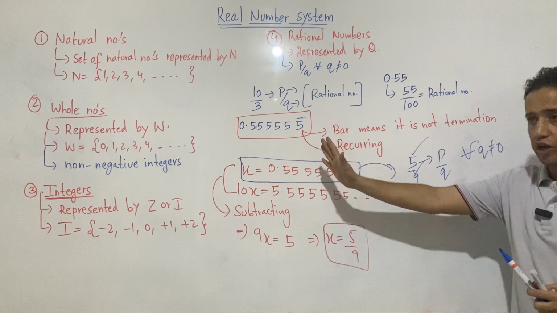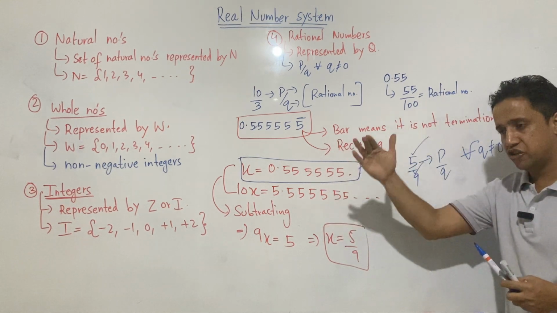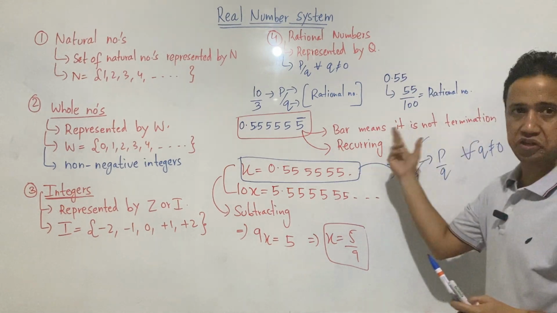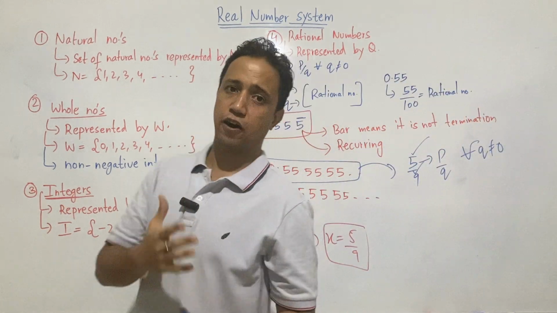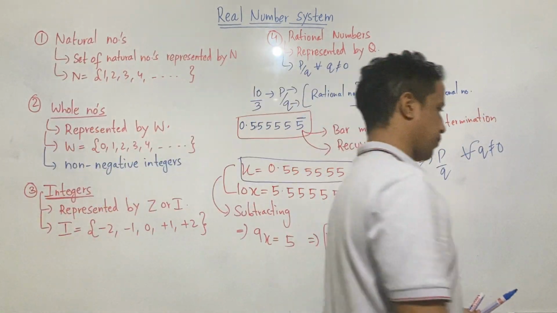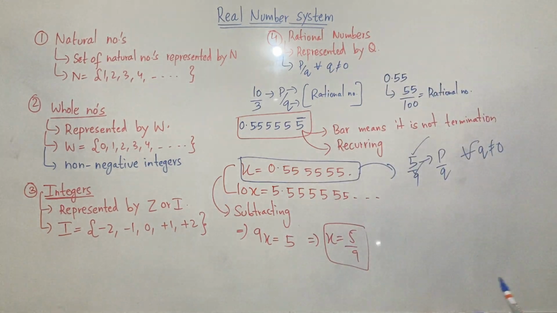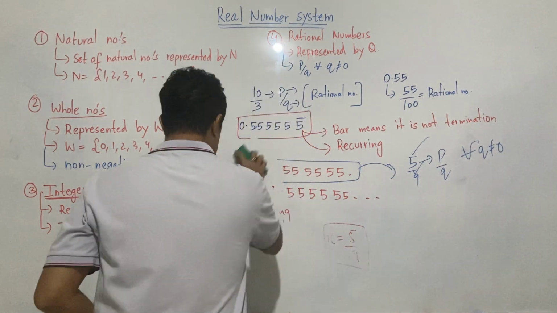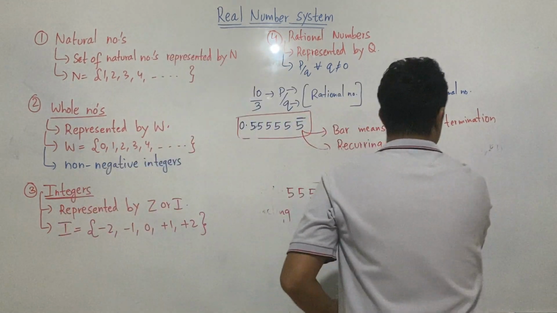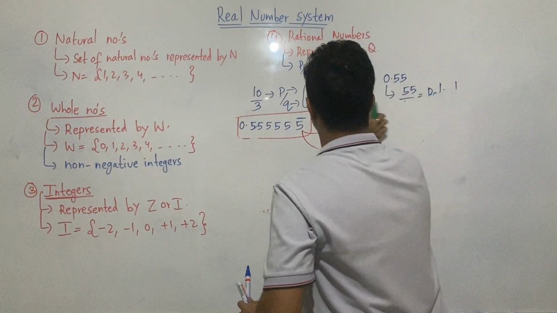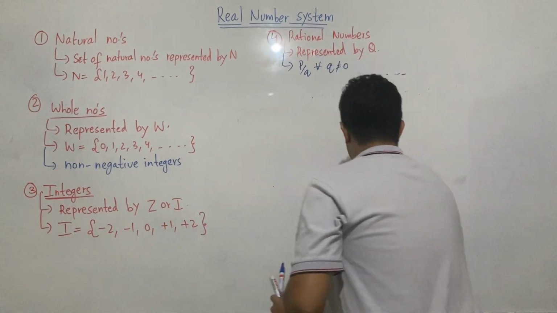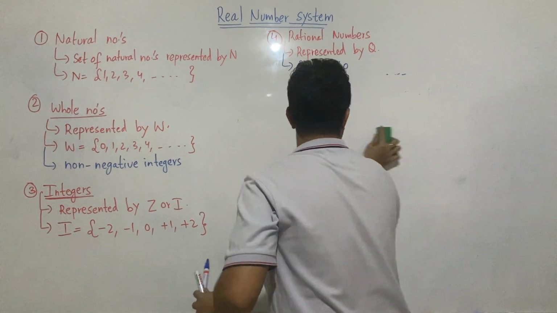So whenever you come across this kind of question, just always check for these two things, non-termination and recurring nature. If it follows, then it's a rational number. So I hope this thing is clear to you. Okay, then the next thing is our irrational numbers. Now see here, rational numbers, irrational numbers.